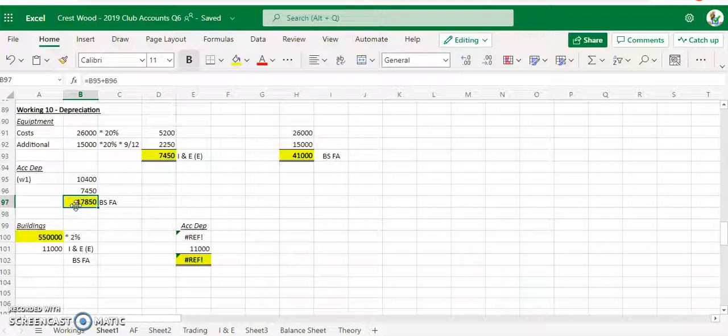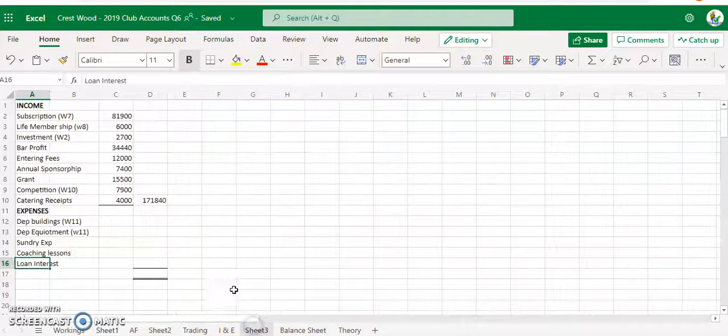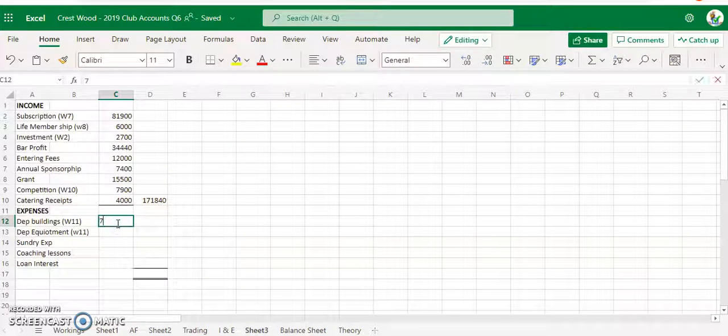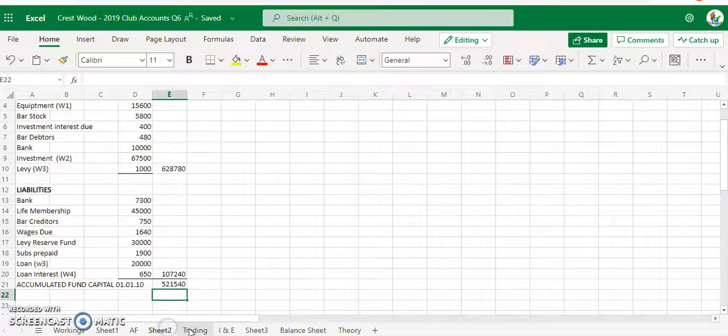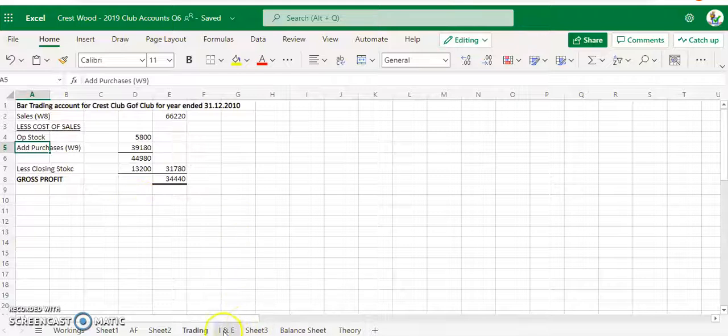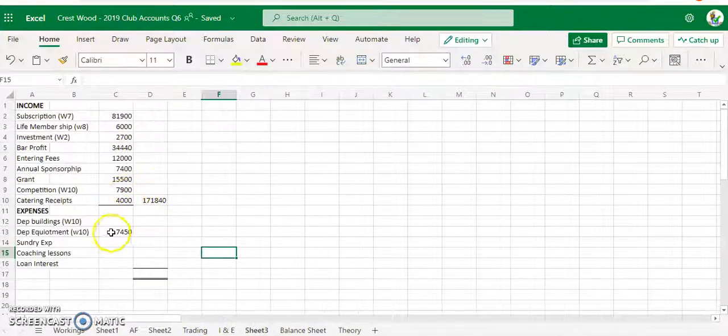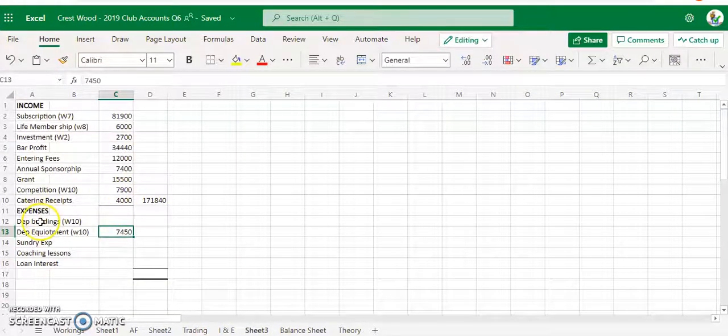So the item we need here for income expenditure is this 7,450. So we're going to put that into our income and expenditure. So equipment then is going to be 7,450. Then we have to do the same for buildings.